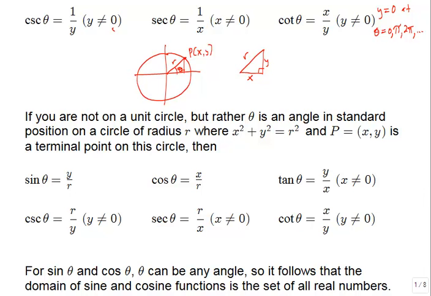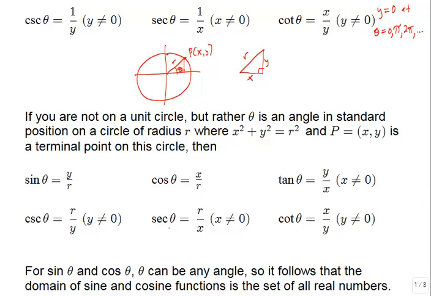So if your circle is not a unit circle and your radius is not 1, you can still define sine of theta, but this time sine of theta is not just y, it would be y over r. And cosine of theta would be x over r. Tangent of theta would still be y over x. Cosecant of theta would be the reciprocal of sine, so this time it would be r over y. Secant of theta would be r over x, and cotangent of theta would be x over y. So the definition extends to other circles with other radii.